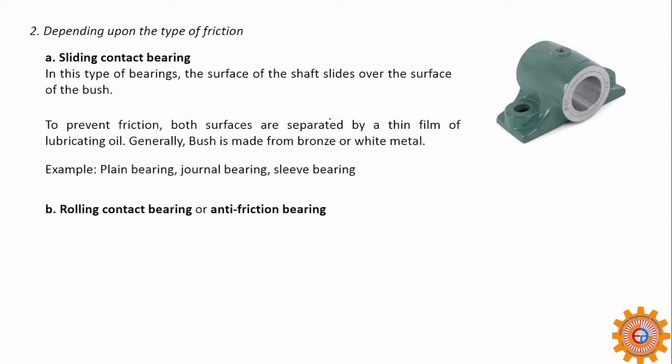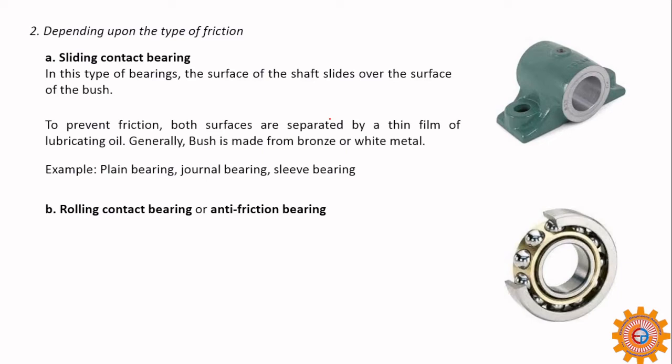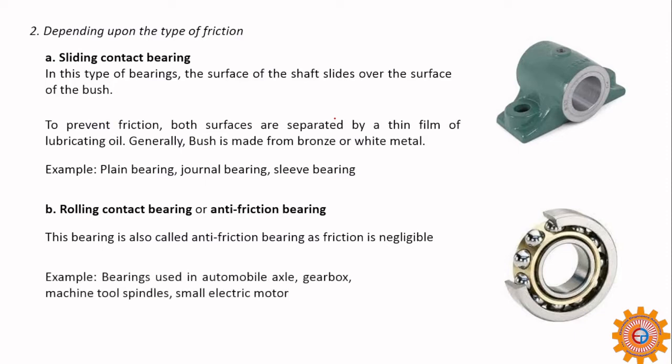Next one is rolling contact bearing, also called anti-friction bearing. So this is a deep groove ball bearing, that is the example. This bearing is also called an anti-friction bearing, as friction is negligible. But don't forget one thing: reducing the friction is possible, but elimination is not possible. Examples of these bearings are used in many applications where rotation is taking place, for example automobile axle, gearbox, machine tools, and also electrical motors.